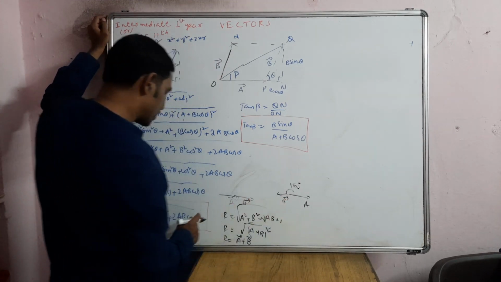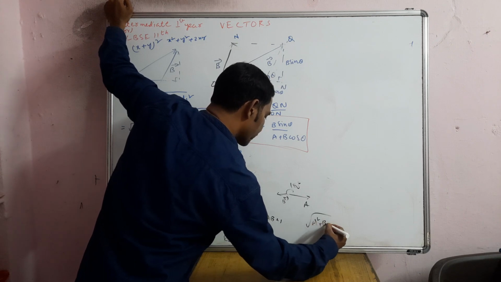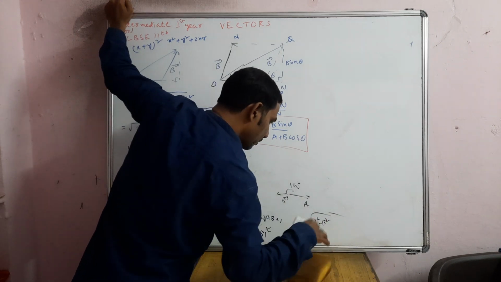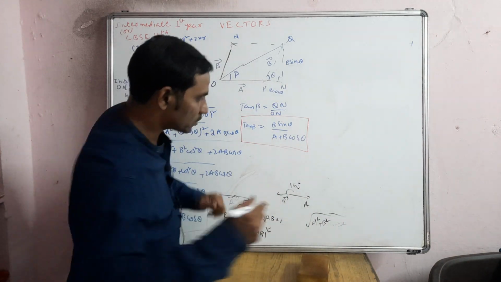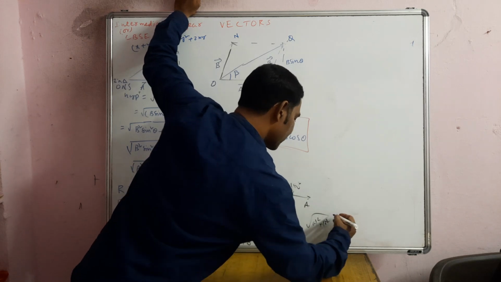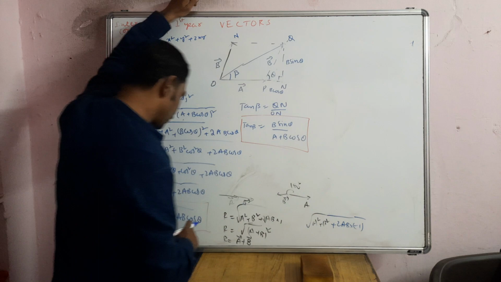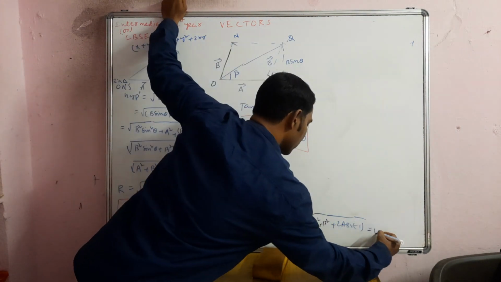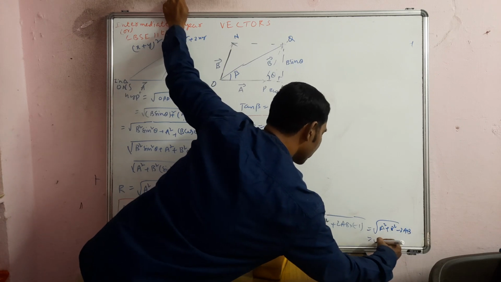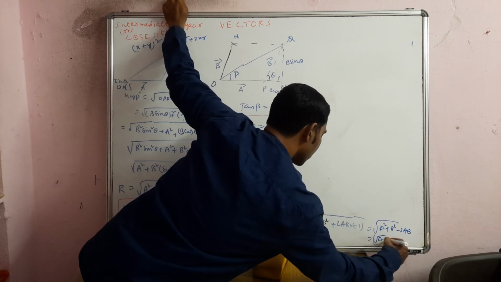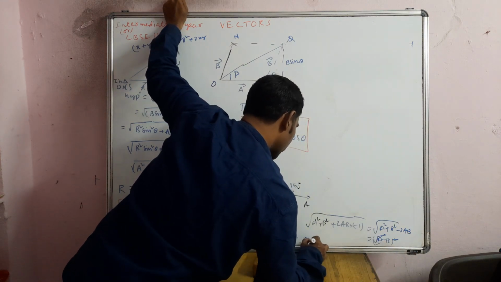When they act in the opposite direction, for example A is in this direction and B is in the opposite direction, in the place of cos theta you substitute 180 degrees, so you get minus 1. So you will get a square plus b square minus 2ab, which is a minus b whole square, and the square root gets cancelled. Therefore our final value will become a minus b.